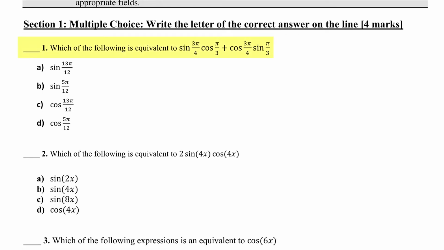Number 1, which of the following is equivalent to sine 3 pi over 4 times cos pi over 3 plus cos 3 pi over 4 times sine pi over 3? I noticed this follows the compound angle identity for sine.